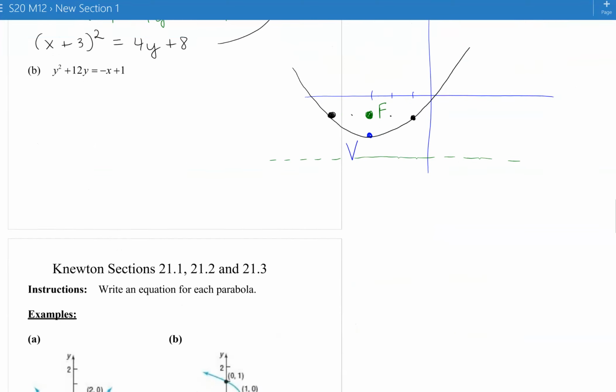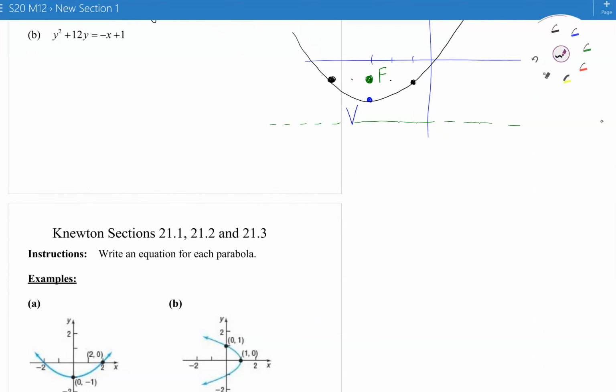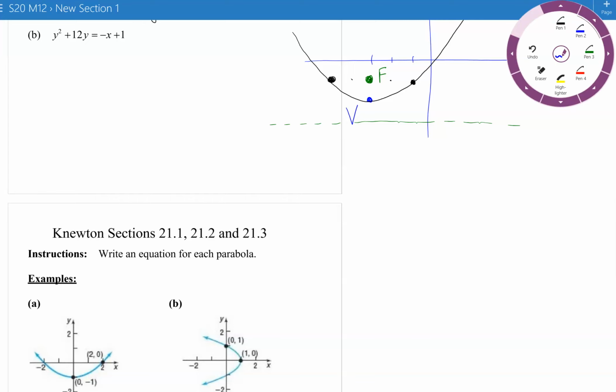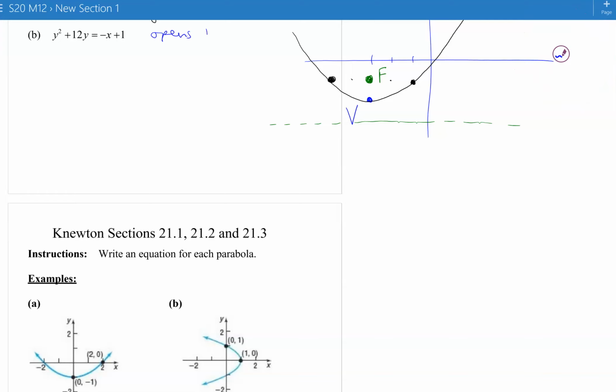Okay, so let's do another example. This time I notice that I have y squared and x. So this is either going to open right or left. Let's see which one it is. So I'm going to have y squared plus 12y, cut the 12 in half and get 6, and add 36. So if I add 36 on one side, I need to add 36 on the other side. So now on the left, I have y plus 6 quantity squared. And then I actually need to factor out the -1 and get -1 times x minus 37. So make sure that makes sense to you, the factoring out the negative.